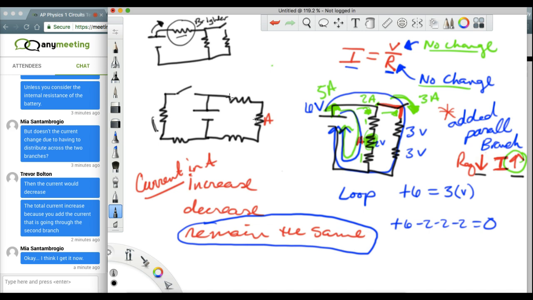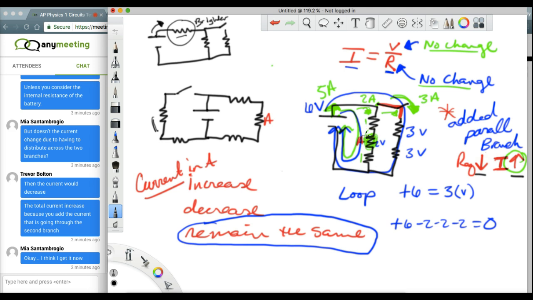Here, none of these were in series with the battery. They had their own loop with the battery. So they're directly connected to the voltage source. So adding another parallel branch isn't going to change anything about that branch right there.